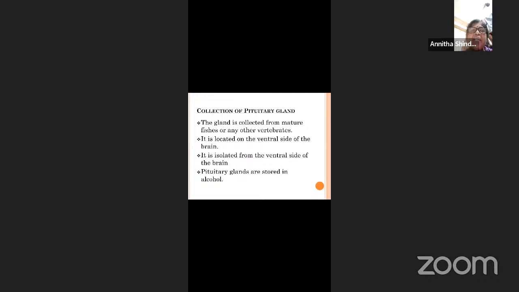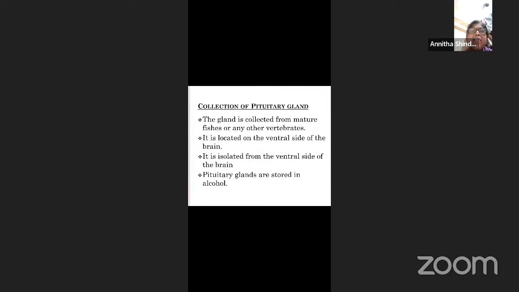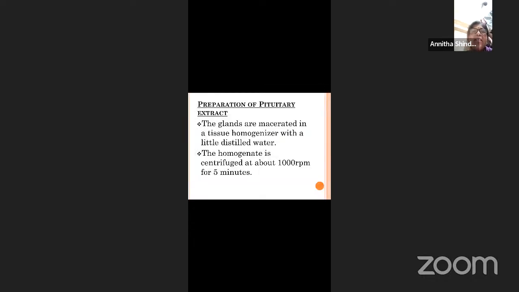Now, collection of the pituitary gland. How is the gland collected? The gland is collected from mature fishes or any other vertebrates. You all know the pituitary gland is located in the brain, on the ventral side of the brain, so it has to be isolated or removed from the ventral side of the brain. Once you remove it from the brain, you have to store those pituitary glands in alcohol. So this is how you collect the pituitary gland. Then you have to prepare an extract. How do you prepare an extract?